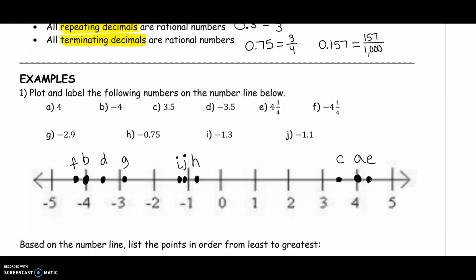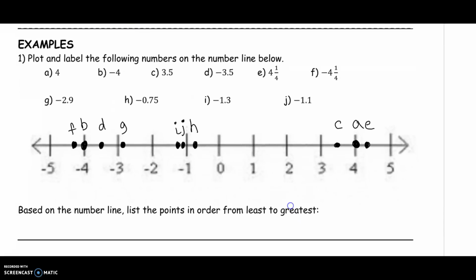Okay, so the next part asks us to list the points in order from least to greatest using the number line. So least to greatest means smallest to biggest, and on a number line that means from left to right. So first we start with point F, which is -4 1/4. Next is B, which is -4.